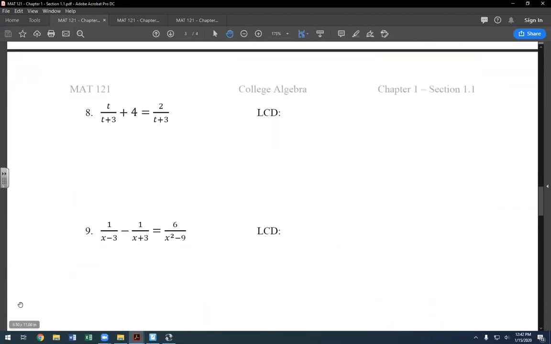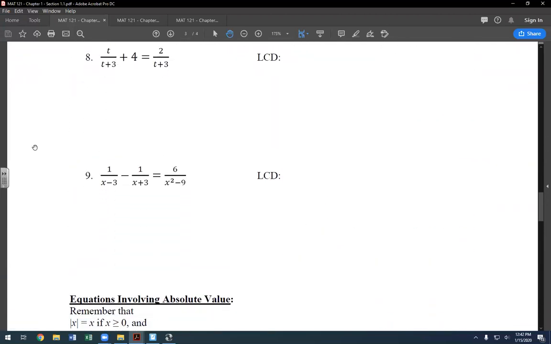Now remember, this problem you guys are going to try and do on your own. One word I would like to tell you is start by factoring this expression. Once you factor it, it will be easy for you to figure out what your least common denominator is.